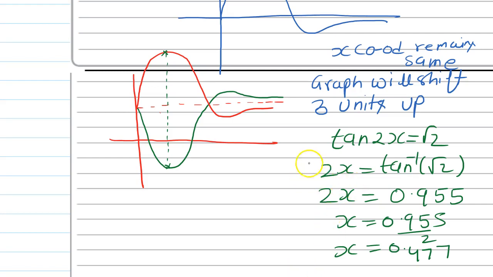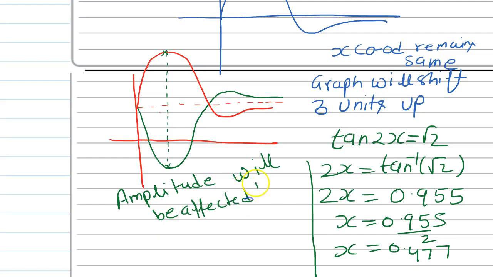As you know, the period remains unchanged, and the amplitude will be affected by 2. So what will be the turning point here? Because x is 0.477, for the next turning point we need to add pi over 4. That will give you your next turning point.